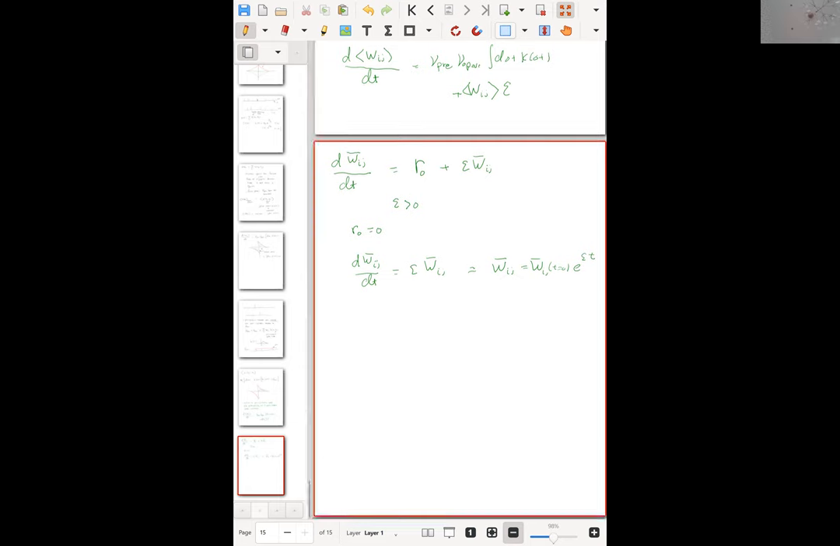And in the case where R naught is not zero, if R naught is greater than zero, you get the same thing. R naught less than zero. So you might say, okay, I'm going to choose our STDP curves so that on average I get depression. And now you get dWij bar dt equals minus epsilon R naught, remember it's now negative, plus epsilon Wij bar.